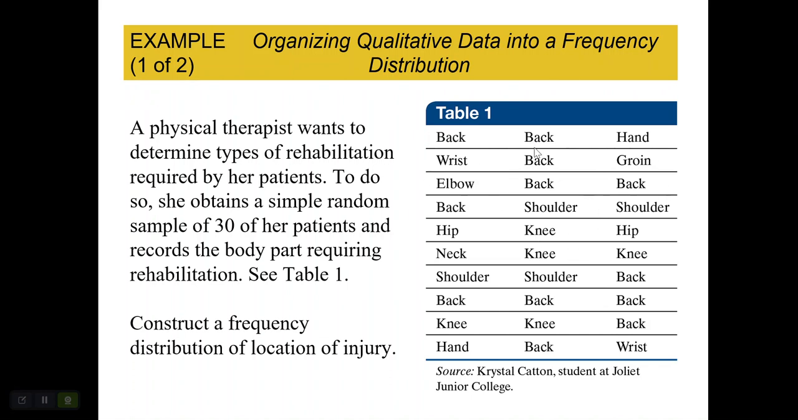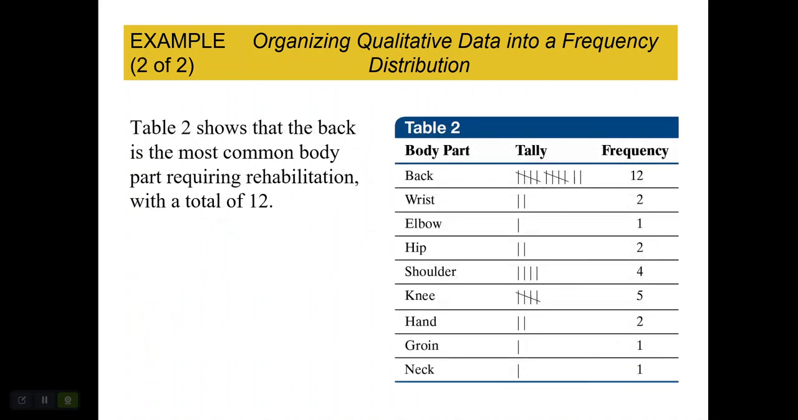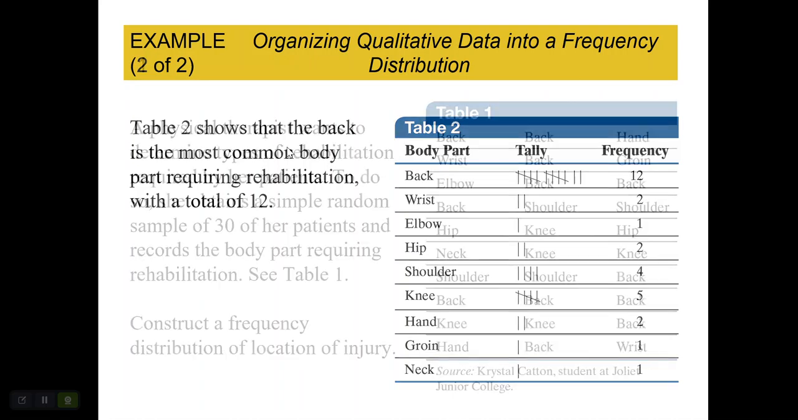So this list of 30 doesn't really give you much information, right? So we want to organize this into a table to show how many back pain, how many elbow pain, how many neck pain in here. So what do we do? Well, you can use one called tally, okay? So what does tally mean in here, all right?